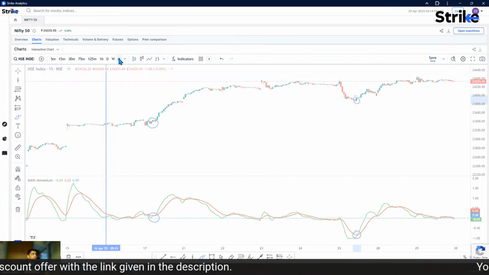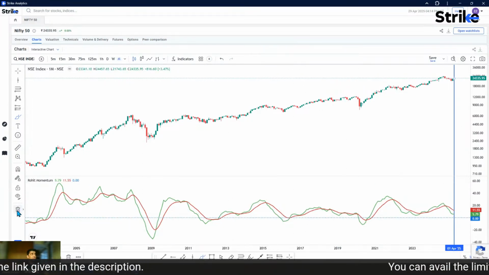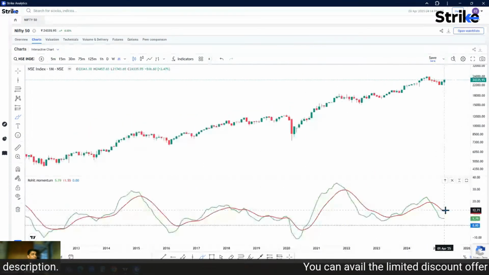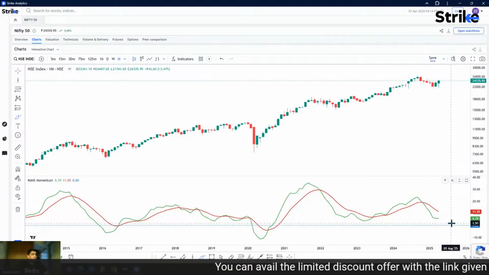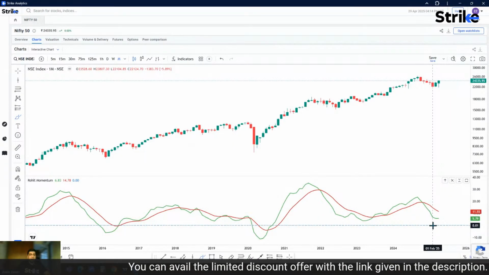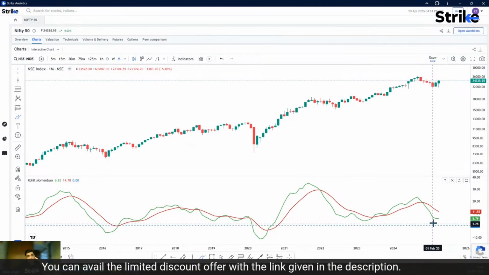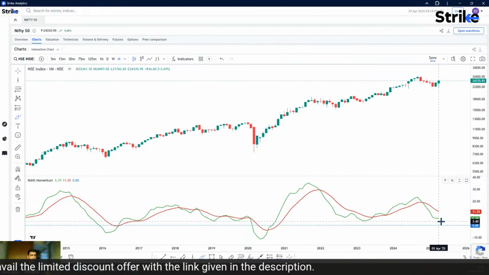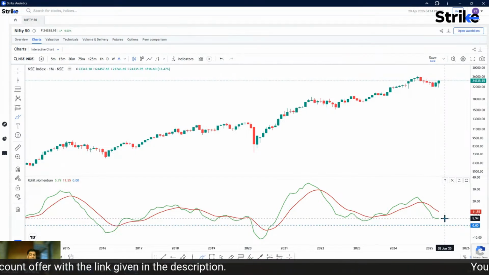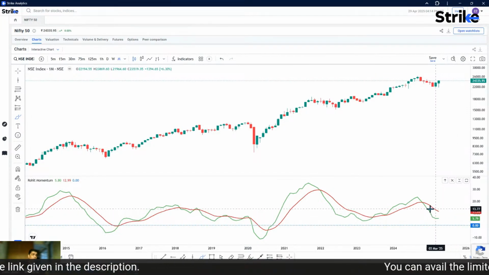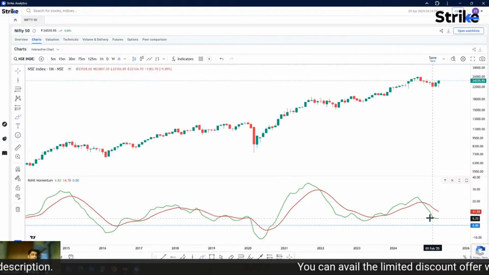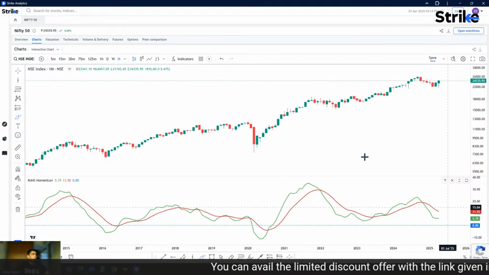So for investors, let's look at the monthly chart. All right. On the monthly time frame chart, we have RMI in a sell mode. So as an investor, we need not buy right now. We can always wait for RMI to give a buy signal over here.